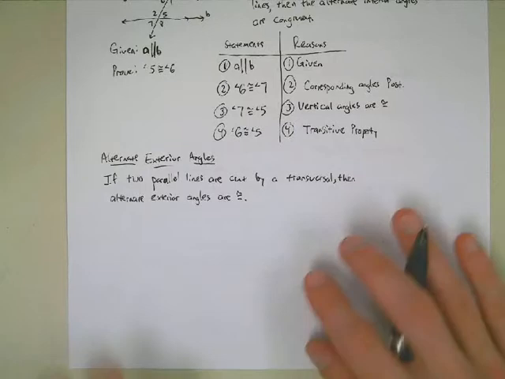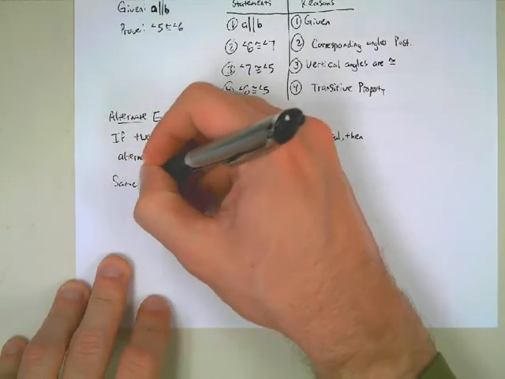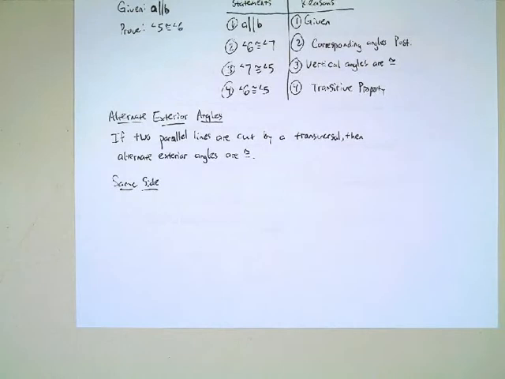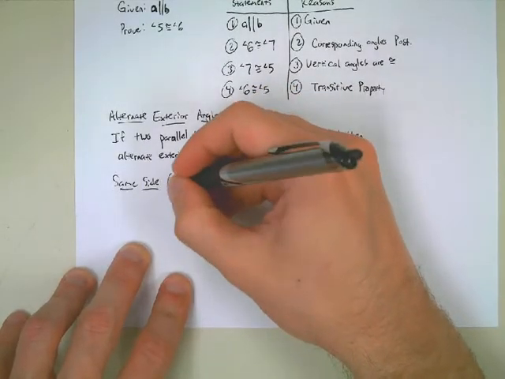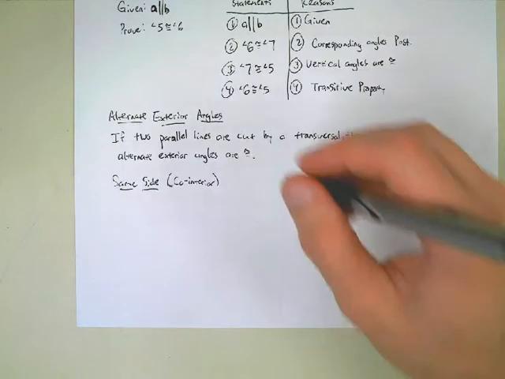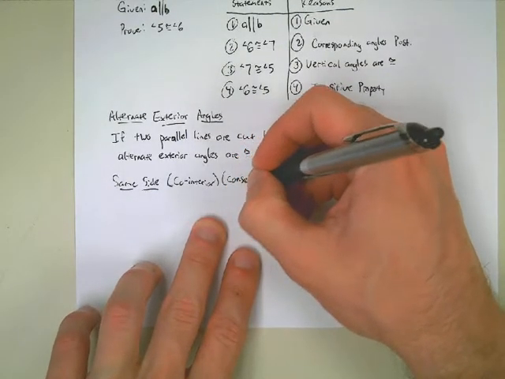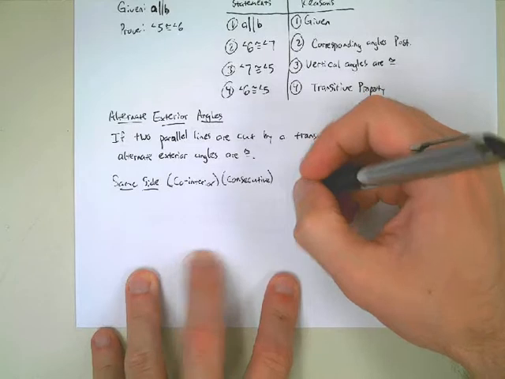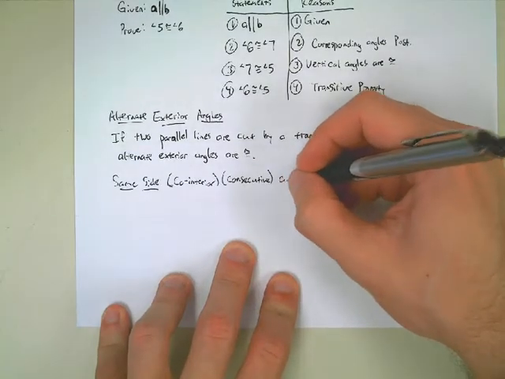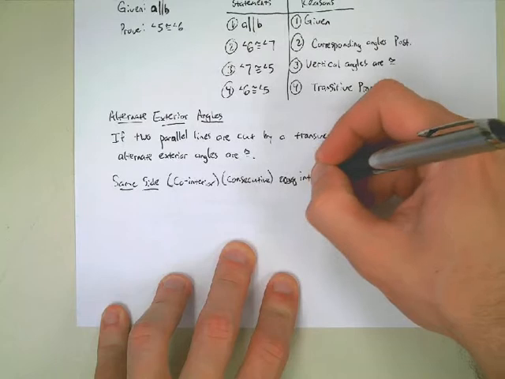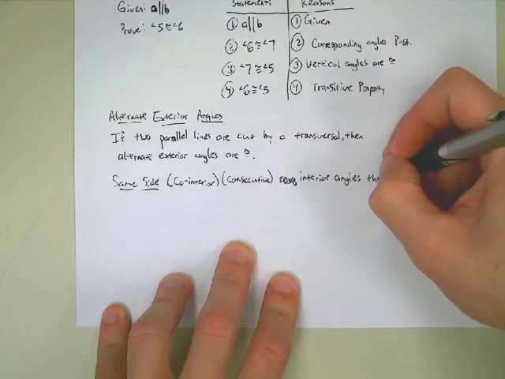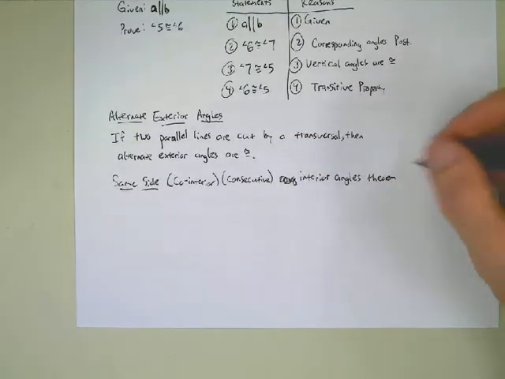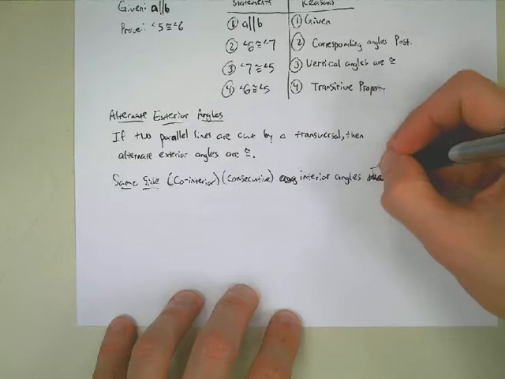So, same side or co-interior, or sometimes also consecutive. There are lots of different names for these things. Same side interior angles theorem. I ran out of space here.